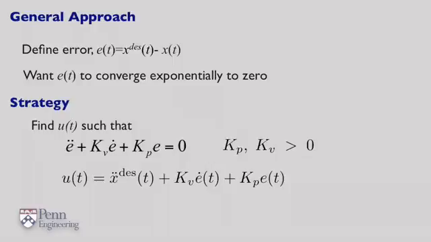There are two variables in this equation. One is k sub p, and the other is k sub v. You'll see that k sub p multiplies the error and adds the error times kp to the control function. K sub v multiplies the derivative of the error and adds that to the control function. So one is called the proportional gain, the other is called the derivative gain.